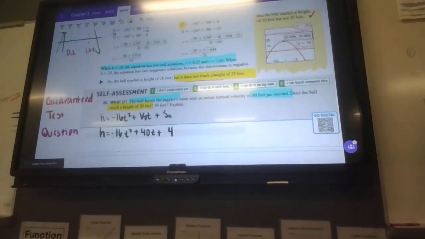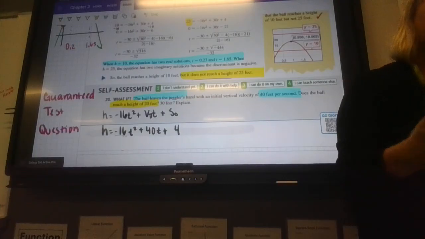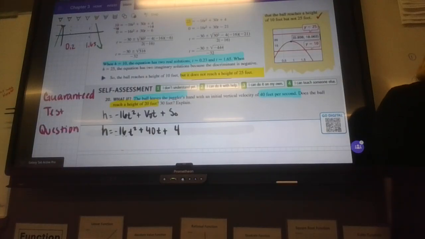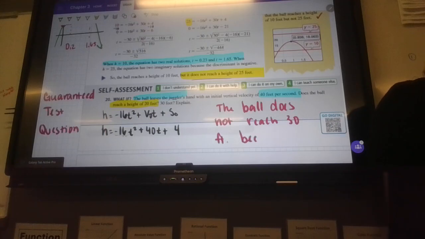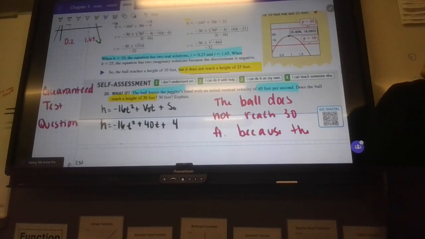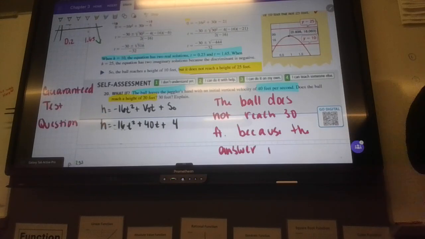I'm going to write a complete sentence on the screen since I don't have room over there. The answer is in the imaginary or complex coordinate plane.